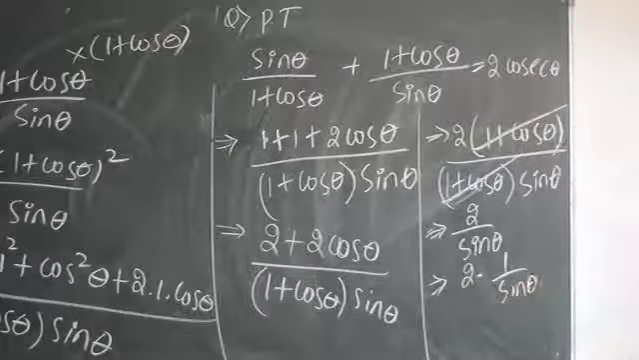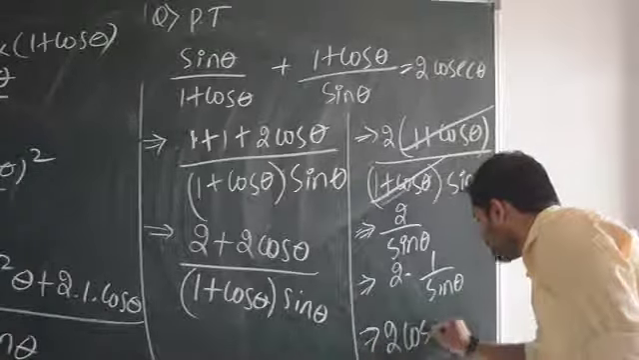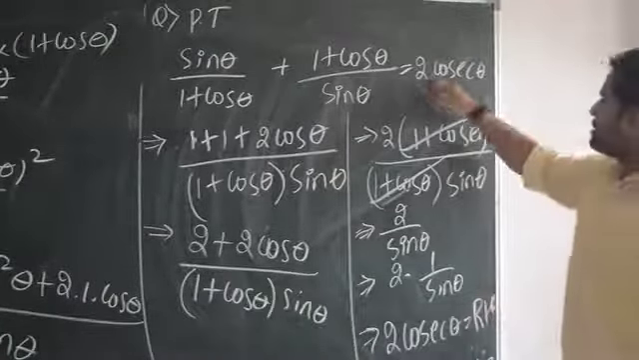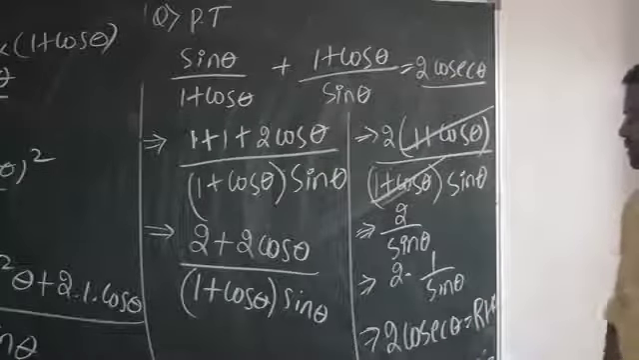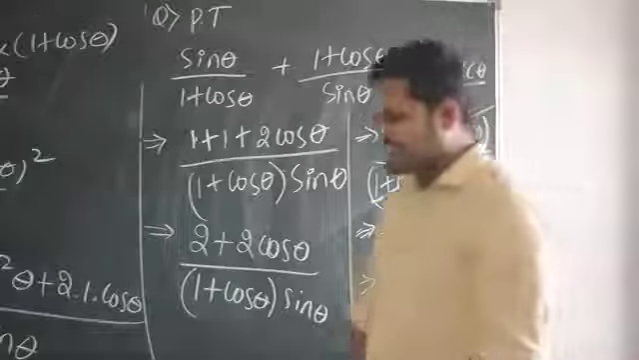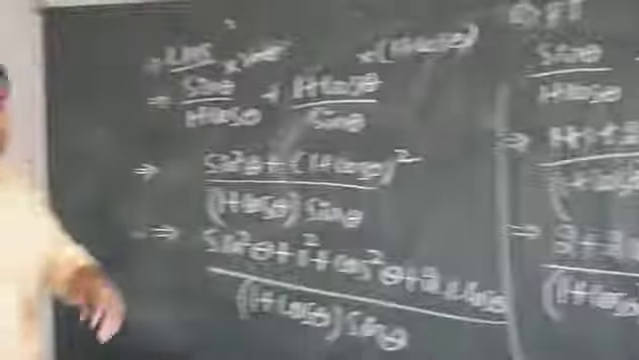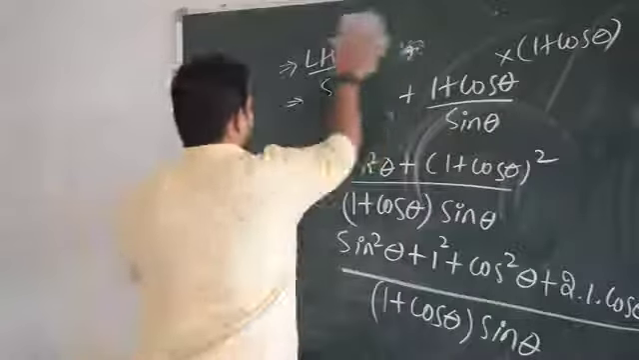1 over sin theta means cosecant theta. So it becomes 2 cosecant theta, which is equal to RHS. Can you see this? On the RHS side, I have 2 cosecant theta. So I got 2 cosecant theta, which is equal to RHS. Interesting, right? If you practice these kinds of problems, you will be in a position to solve most of the problems which come in your examination.